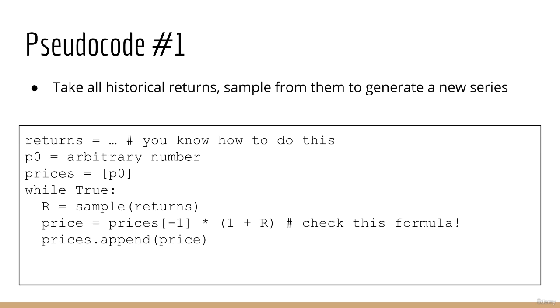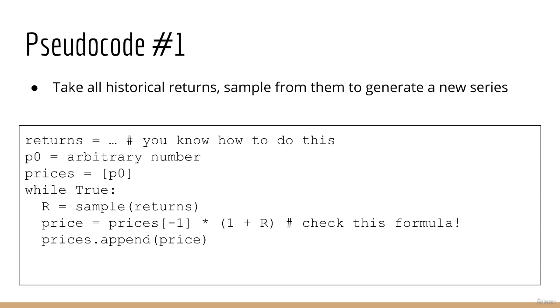The best way to understand this is with pseudocode. We're going to look at two methods of simulating stock prices. The first method is to take all the historical returns from a given stock and then sample from those returns in order to generate future stock prices. The pseudocode goes like this.